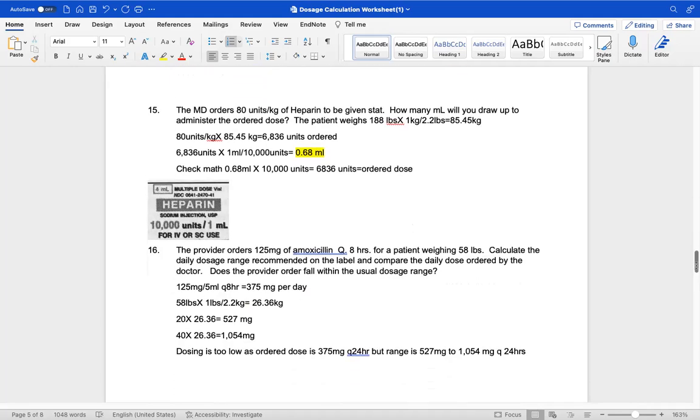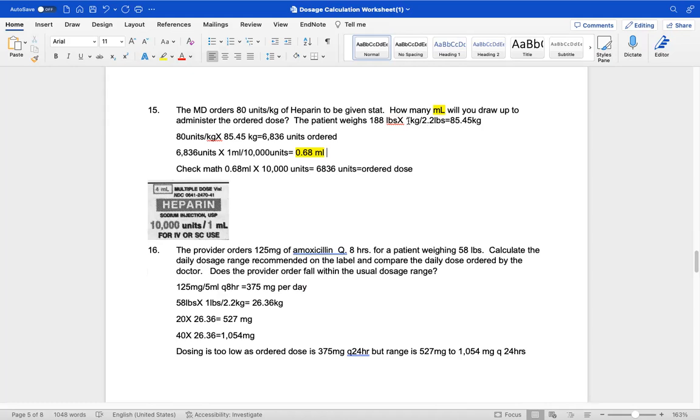All right, so number 15, this is one of those that we're going to have to convert prior to starting the problem. The MD orders 80 units per kilogram of heparin to be given stat. How many mLs will we draw up and administer in the ordered dose? The patient weighs 188 pounds. So first of all, this doesn't have pounds, we have to get it to kilograms.